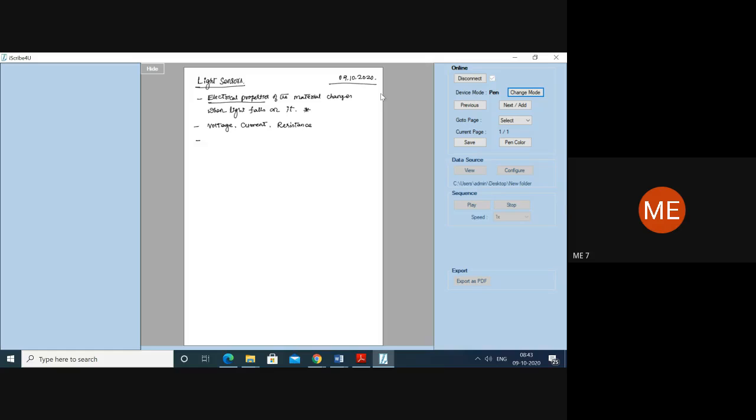Any sensor which senses the presence of light is called a light sensor, or it is also called a photo sensor. The basic principle of the light sensor is that the photonic energy is converted into electrical energy. This is called the photoelectric effect.